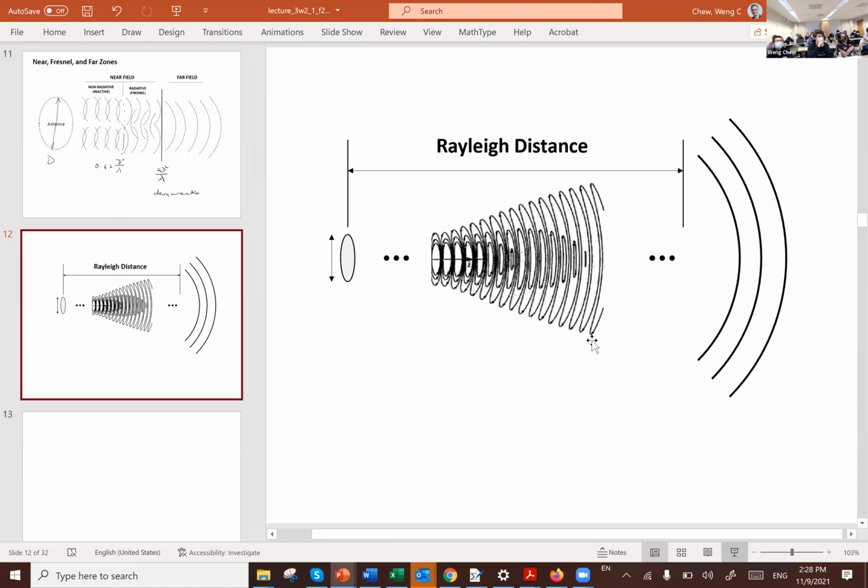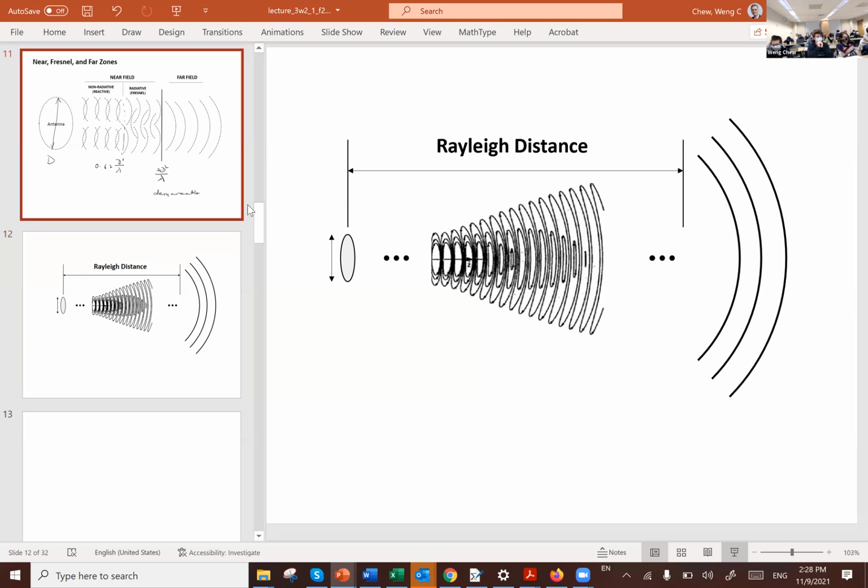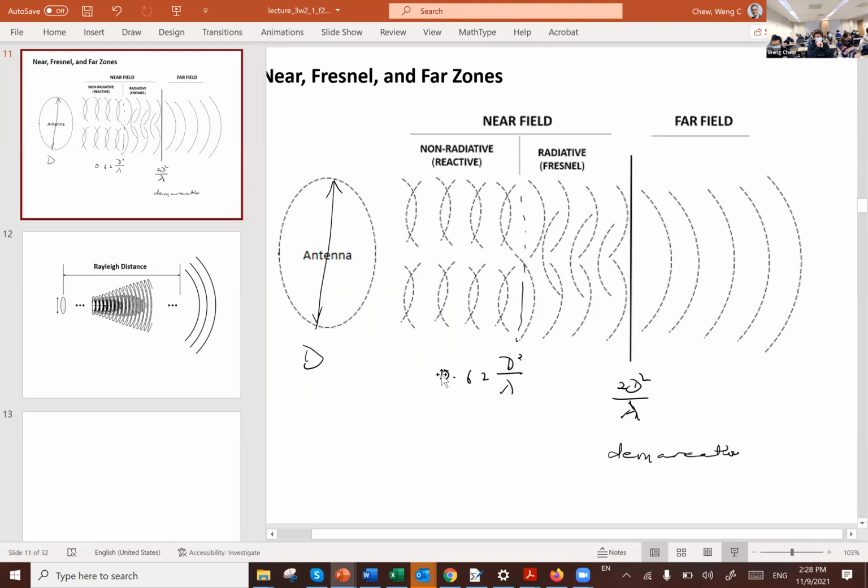Here is just a picture of a Gaussian beam. And we'll talk more about Gaussian beams later on. And this distance is called the Rayleigh distance. So the Rayleigh distance is the demarcation distance where you go from the Fresnel zone to the far zone. Are there any questions on that?